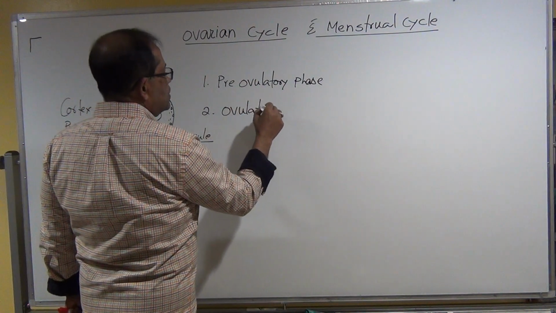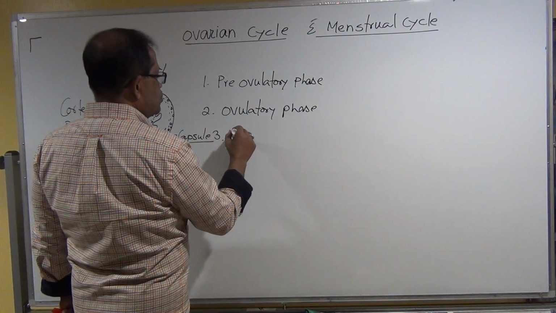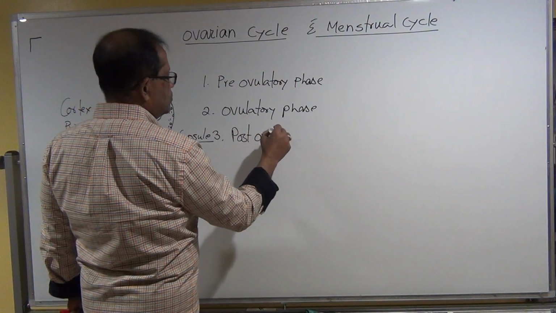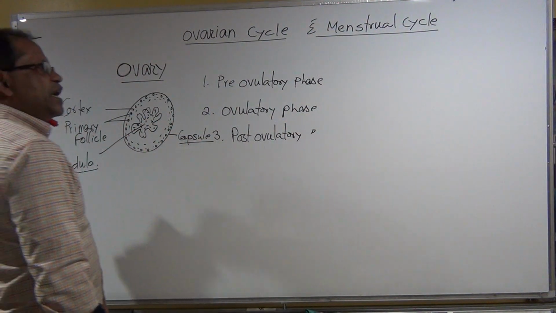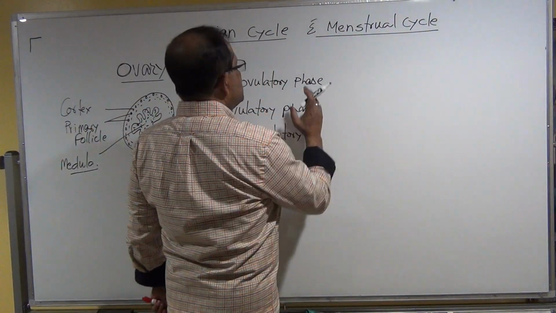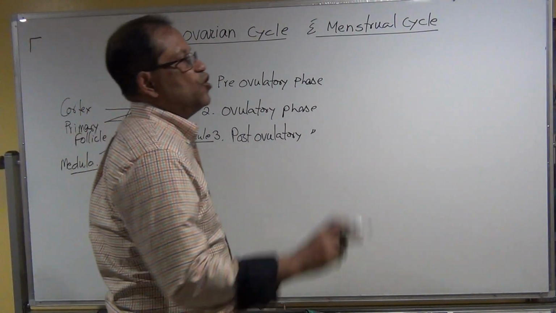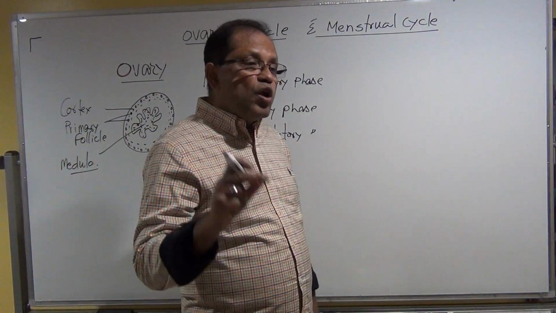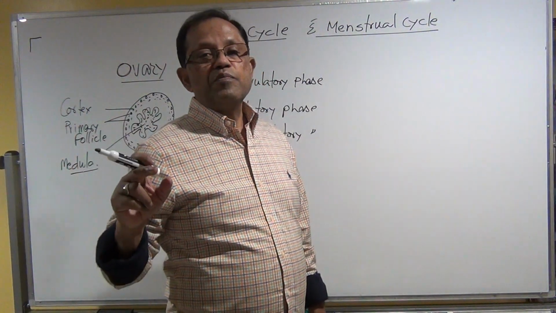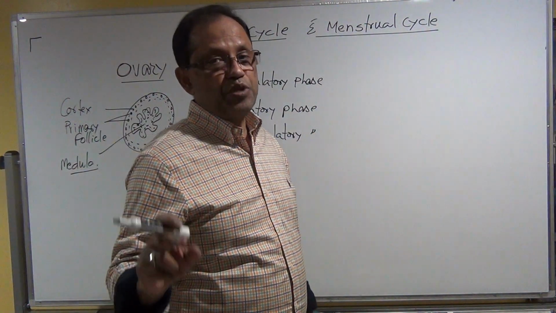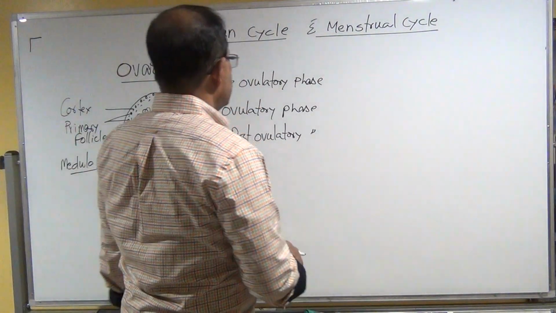Then ovulatory phase, and number three, post-ovulatory phase. Pre-ovulatory phase means before the ovulation. And ovulation takes place on 14th day plus minus 2 of menstrual cycle. 14th day of menstrual cycle. Just keep that in mind, because later I'm going to draw a chart to make you easy to understand.